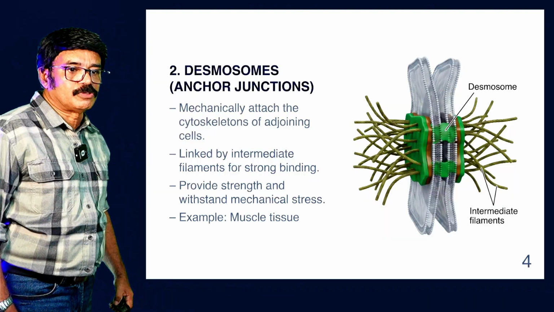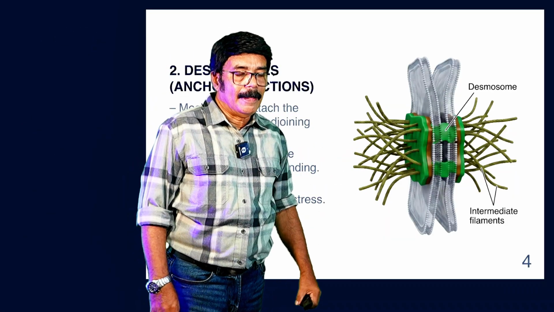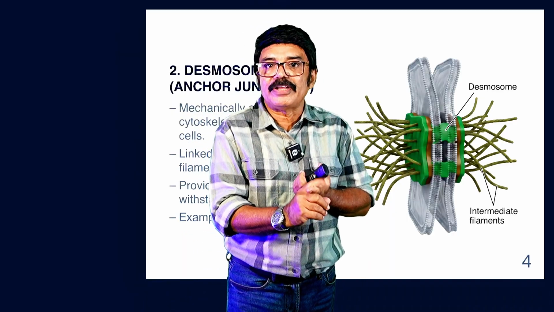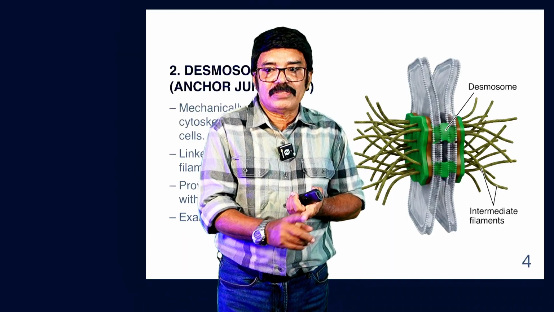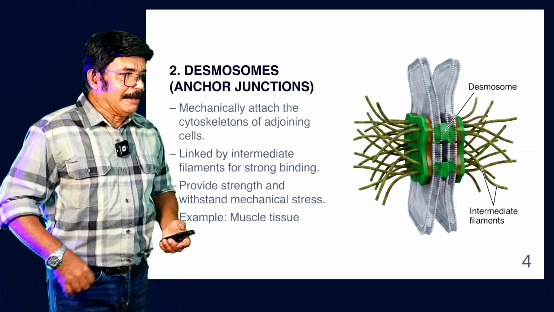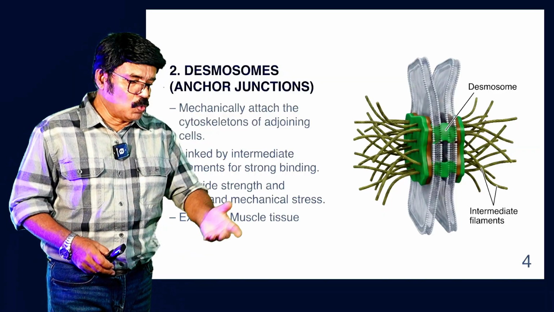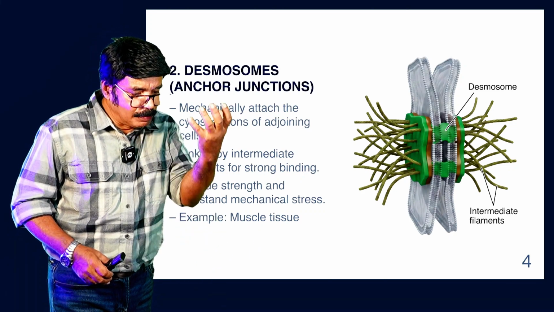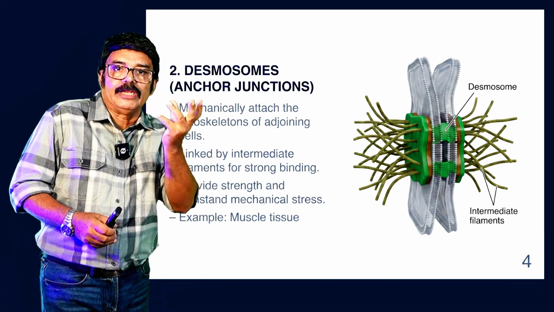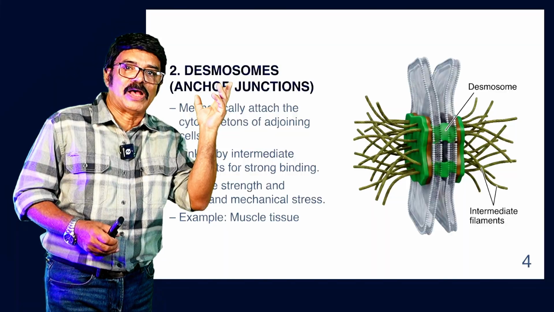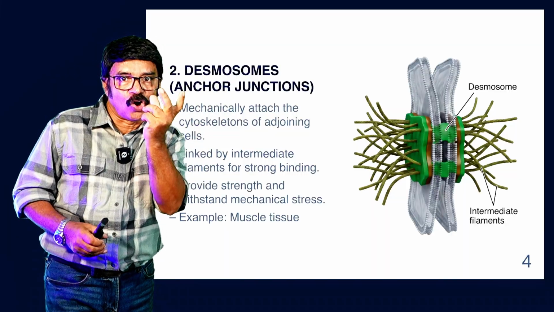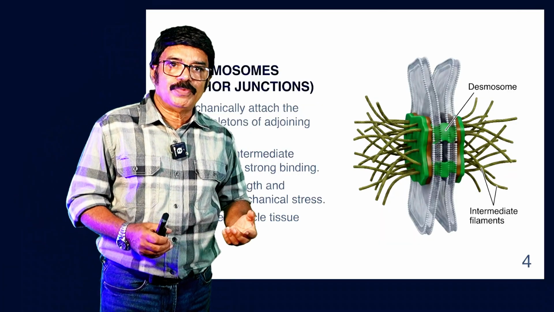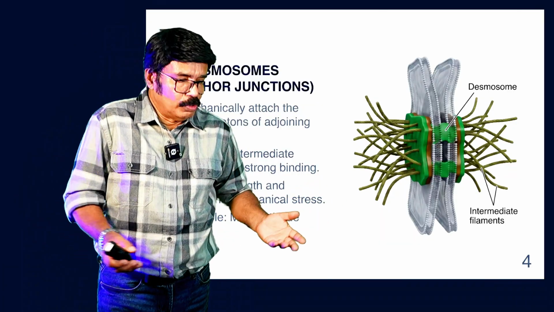Now, desmosomes. When it comes to desmosomes, you can see they are actually anchoring junctions. Anchor. Why do we use an anchor? Anchor is usually what we see on ships. They have a sort of gadget called an anchor. On your Anchor milk packet, you would find that mark of an anchor. Why do they use an anchor to stay in one place?